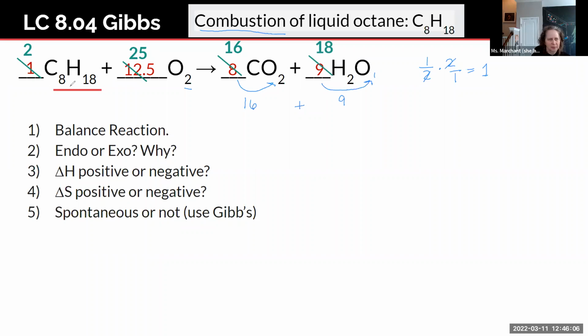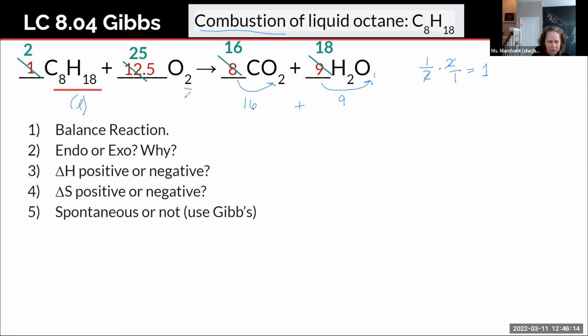Let me put in some of those state symbols. Remember, state symbols are state of matter symbols. Octane, liquid. Okay. Oxygen, gas. Carbon dioxide, gas. Water, in this case, we'll call water a liquid. Sometimes it's still in its gaseous state after that combustion, and then it settles down into a liquid, but we'll just do liquid right there. Why is the hydrocarbon a liquid? Because it is so heavy that it's liquid. If you're at heptane or smaller, then it would be a gas.